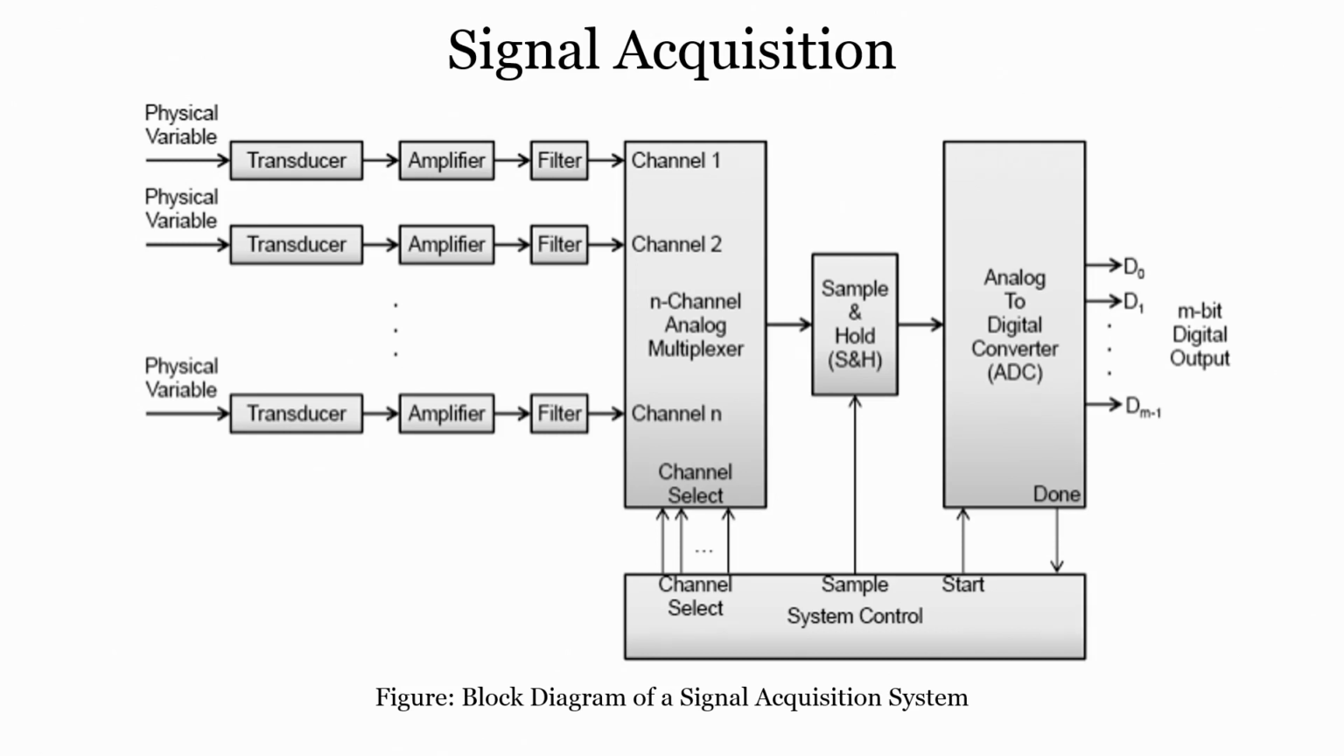So, this is a block diagram of a signal acquisition system, and here you can see the starting variable is the physical variable, followed by a transducer, followed by an amplifier, filter, and then there is an n channel analog multiplexer, followed by a sample and hold circuit to the ADC, and then the channel select and start and stop and sample and hold. The signals are given through the block shown here, which is your system control, right. So, this is how the signal acquisition system block diagram looks like.